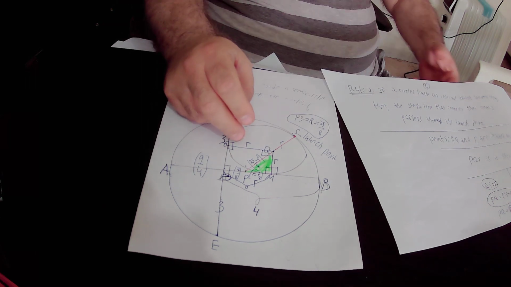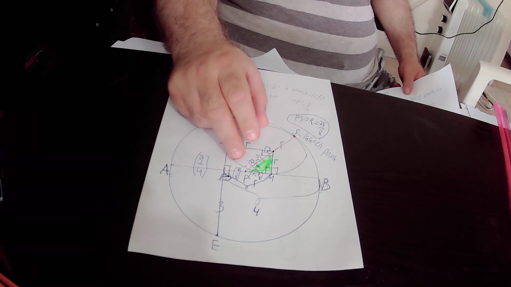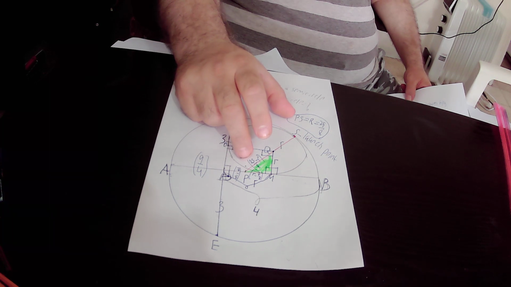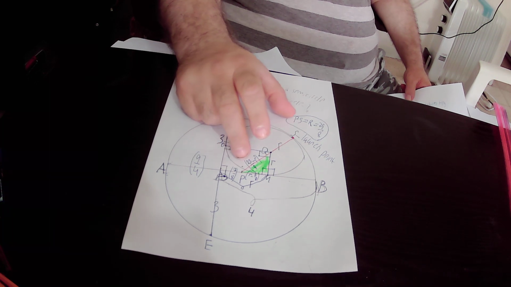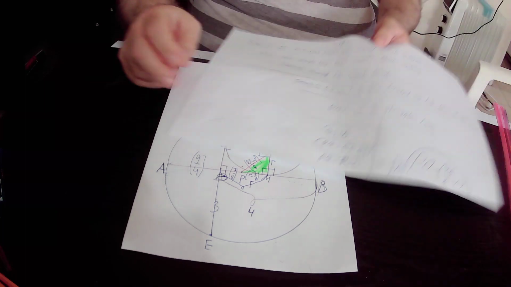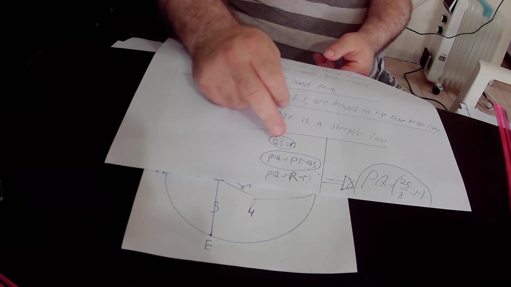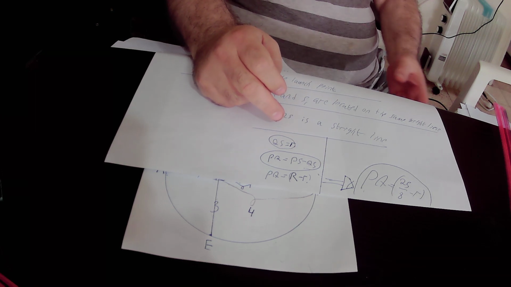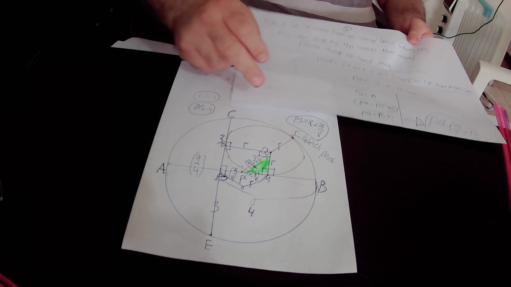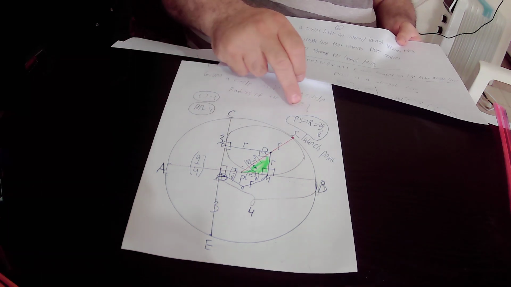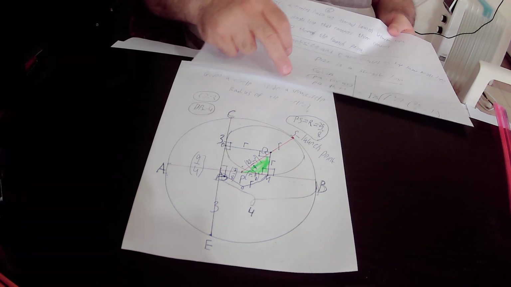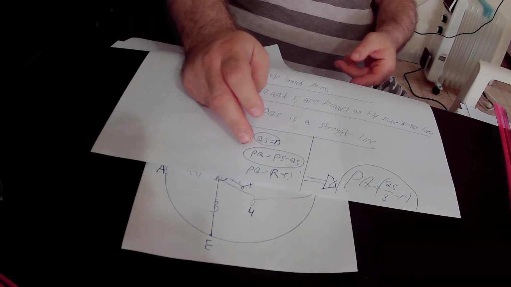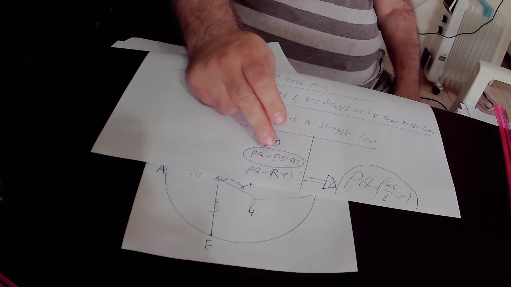And what is the length of line segment PQ? PQ equals PS minus QS. Okay? PS equals capital R. We have already found out that PS equals capital R. QS equals small r. So in conclusion, we found out that PQ equals capital R minus small r.